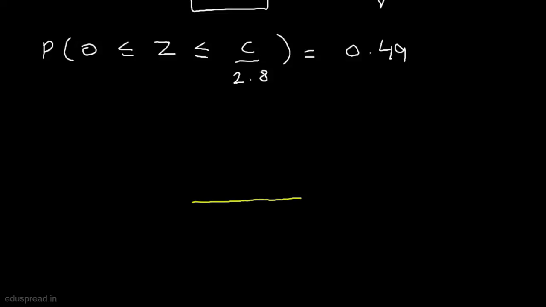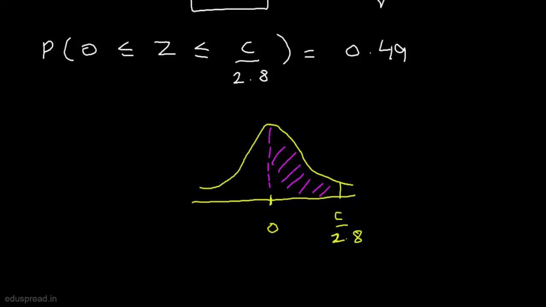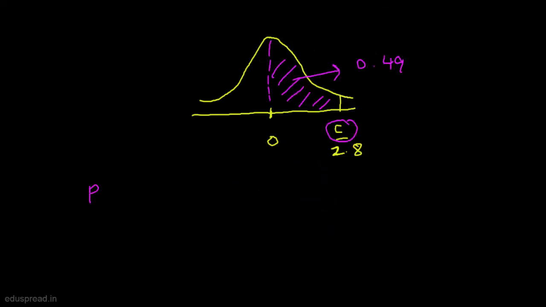Say this is a standard normal distribution and here we have 0 and here we have c divided by 2.8, and we are given that the probability that z will lie in this area is 0.49, and we have to find the value of c. So we have the probability that z is greater than or equal to 0 and less than or equal to c divided by 2.8 is equal to 0.49.